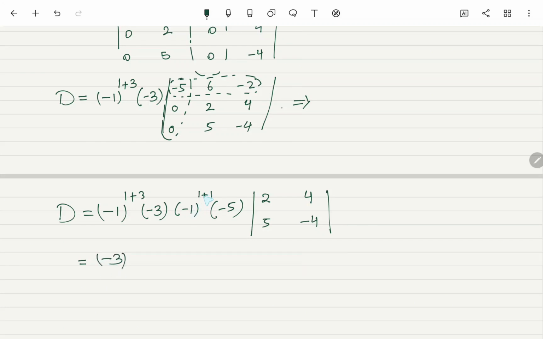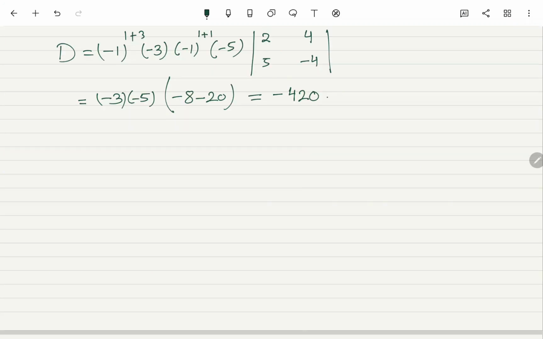Minus 1 to the power 2, it's 1 times minus 5. Just leave it as is. Now this with this, minus this with this. So minus 4 times 2, it's minus 8 minus 20. So the answer will be 15 times 28, which is minus 420. One more example.